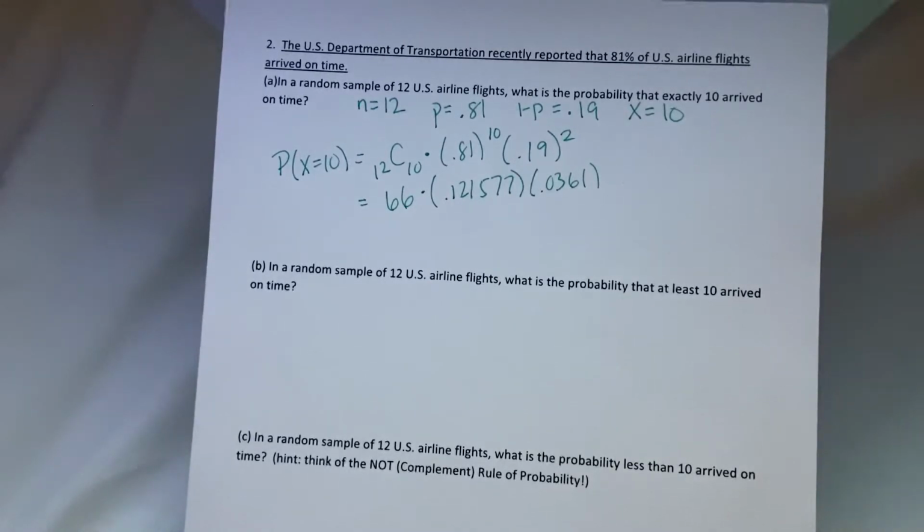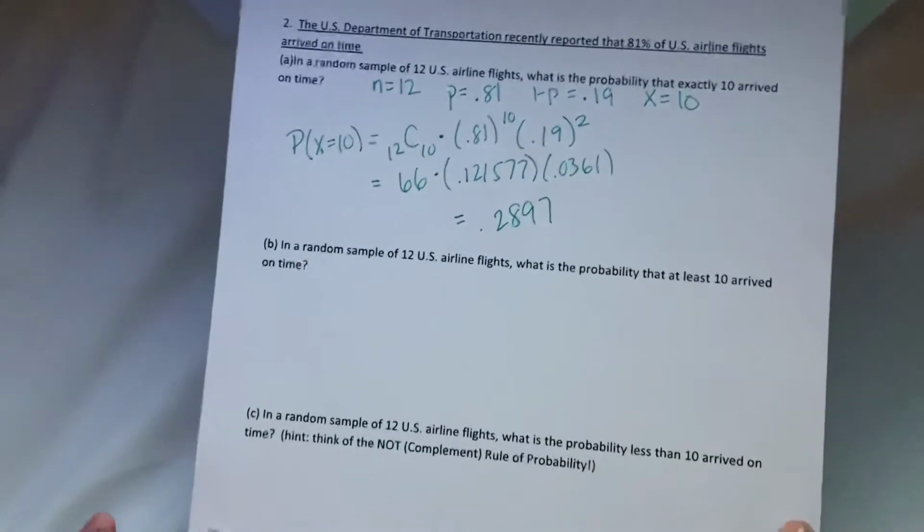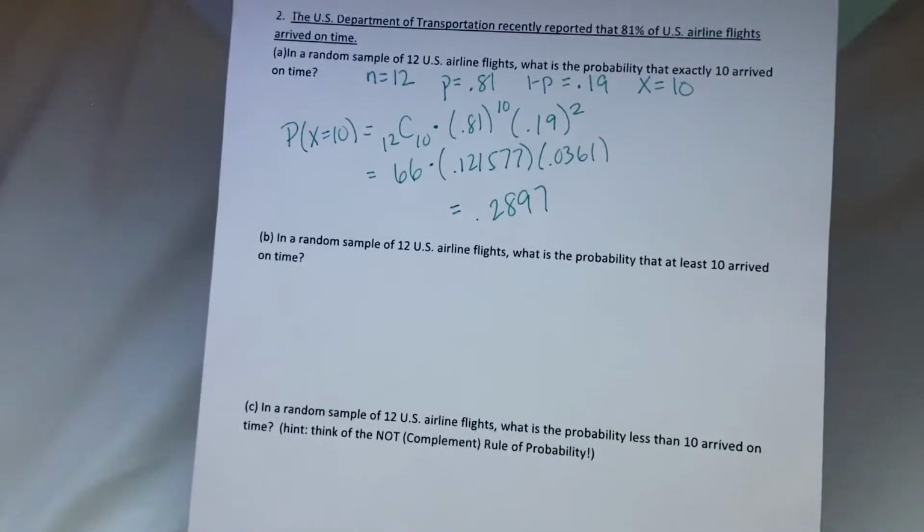is 0.2897 if you're rounding to 4 decimal places, or a 28.97% chance. Now what happens if I put in 66 times 0.81 to the 10th times 0.19 squared? It's the same answer. So just to make sure, you can round, just be careful with rounding. I would always suggest not doing it if possible. Now that's a pretty straightforward question.